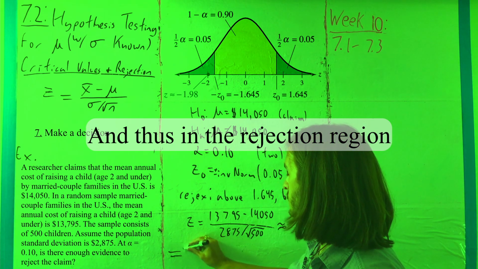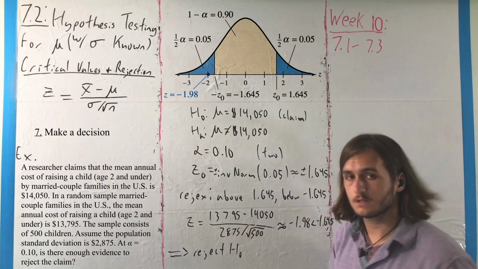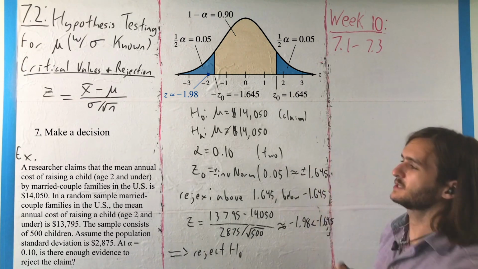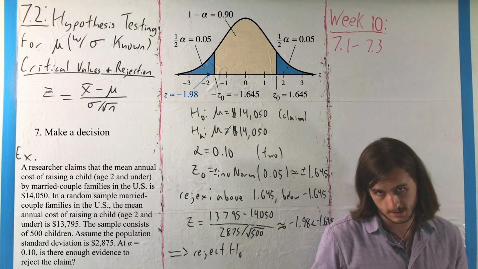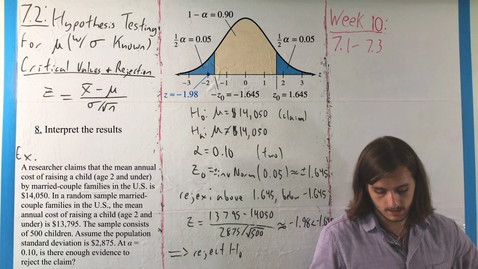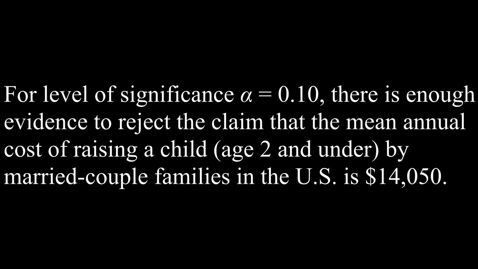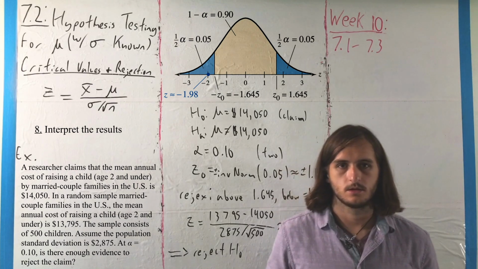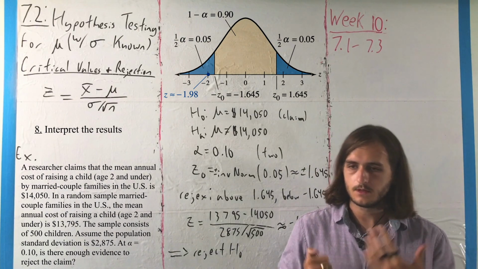As a result, when we are making our decision, we will reject the null hypothesis. So this researcher's desire for a result may have backfired on him, because as a result of this decision, our interpretation is something to the effect of there is enough evidence to reject the claim that the mean annual cost of raising a child aged 2 and under by married couple families is $14,050.